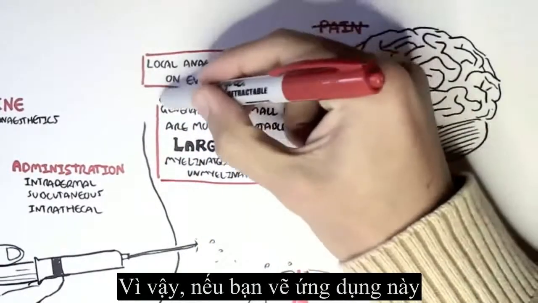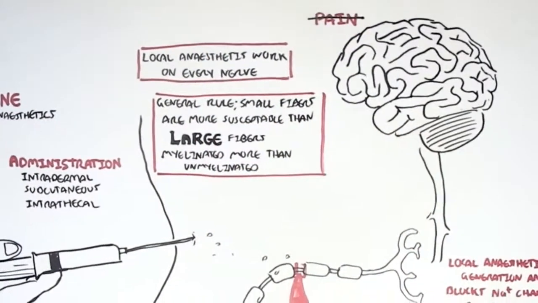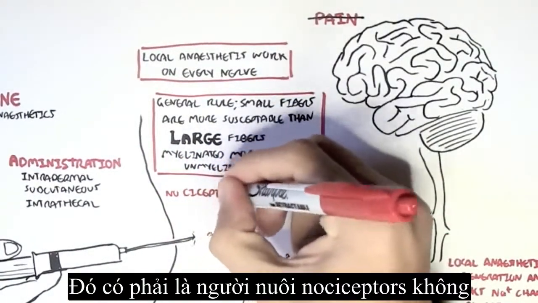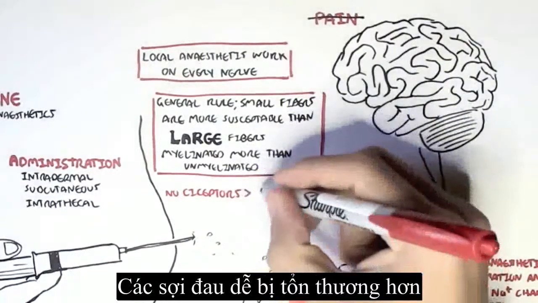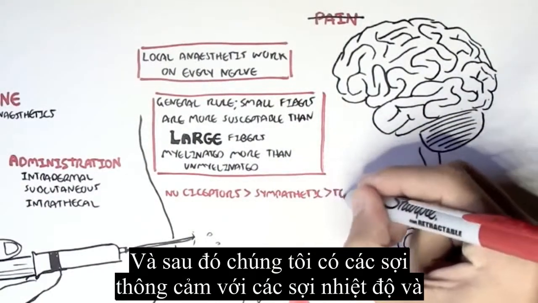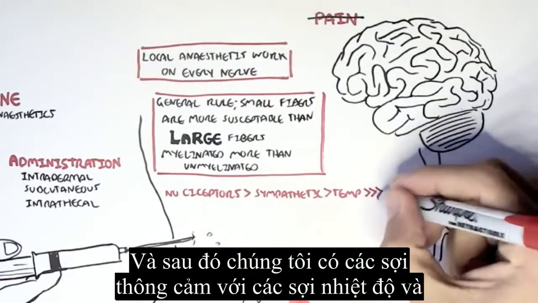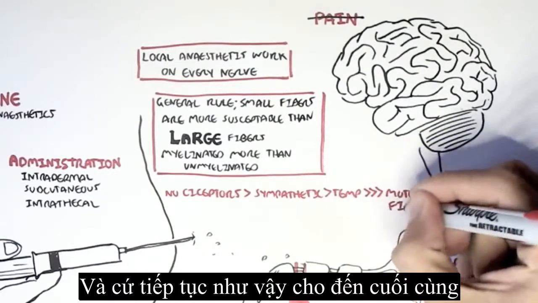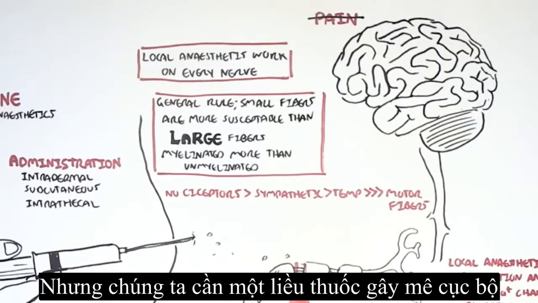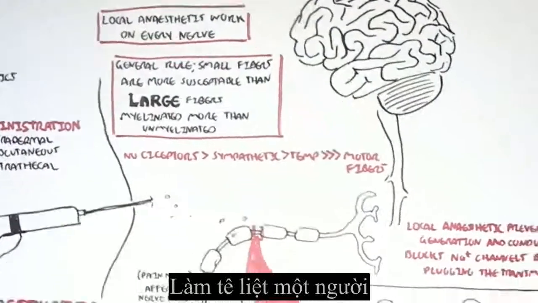So if we draw this up from the most susceptible to the least susceptible, it's that nociceptors, the pain fibers, are more susceptible to local anesthetics. And then we have the sympathetic fibers, the temperature fibers, and so on and so on, until finally on motor fibers. But we would need a massive dose of local anesthetic to paralyze a person.